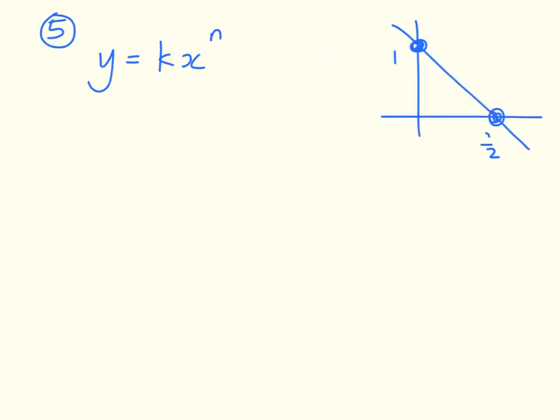Lastly, question 5. Here's the formula you're given in the question. You've got to turn it into a straight line. So how do we do that? We take the logs of each side. Now the question tells us log to the base 5.